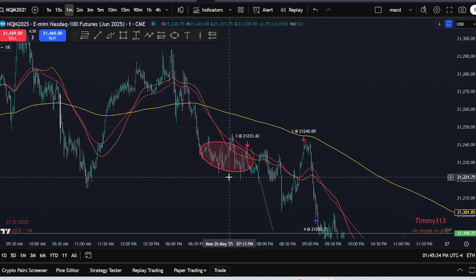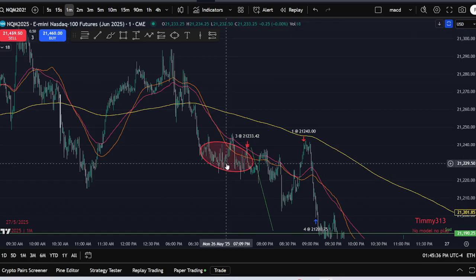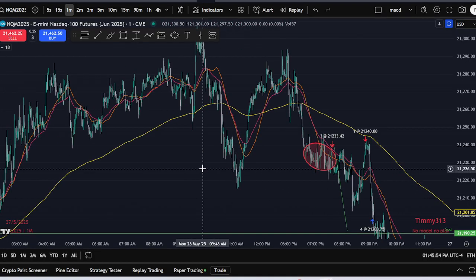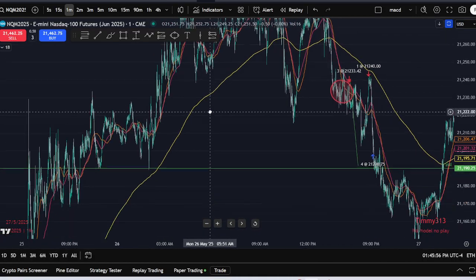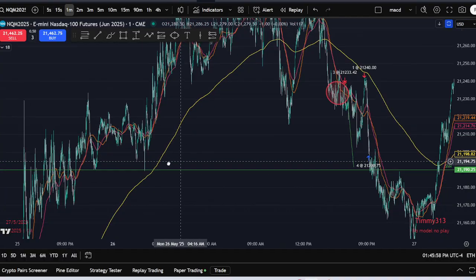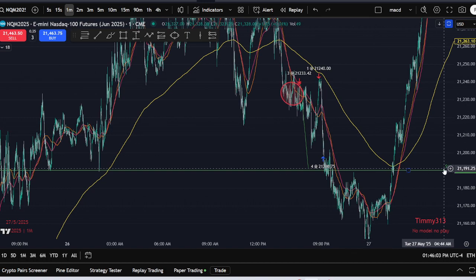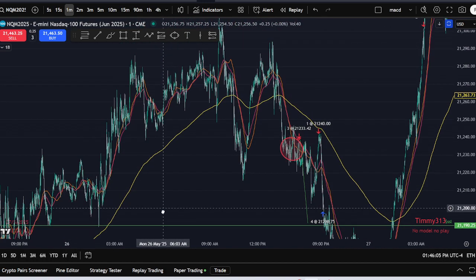Okay, in today's video, I'm going to go over the rules for my football model, and I'm going to use an example of a trade that I took. So if we look here and zoom out some, I see this down here I've marked out as sell side liquidity. Right there. This nice double bottom.